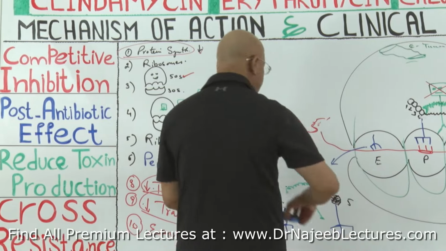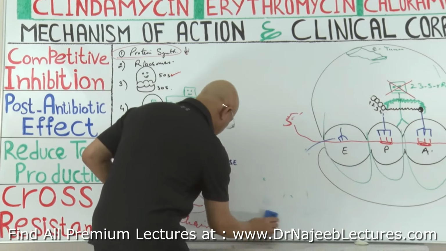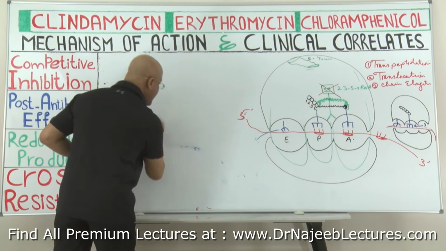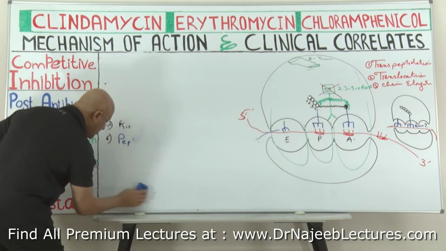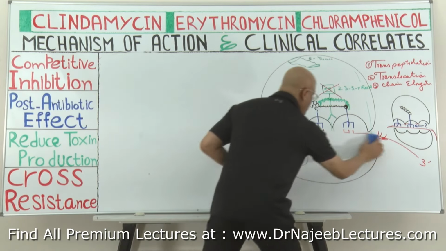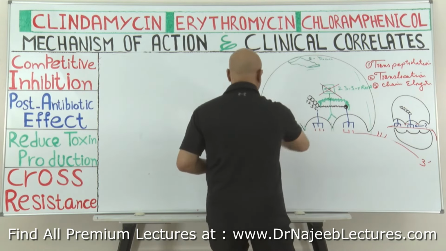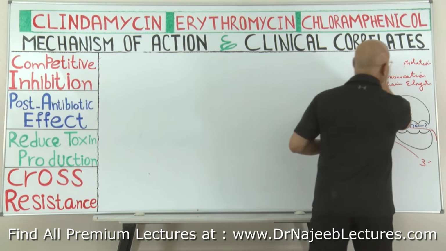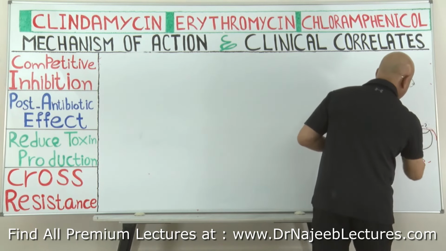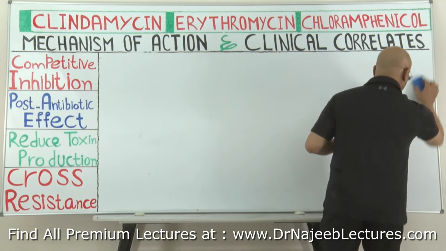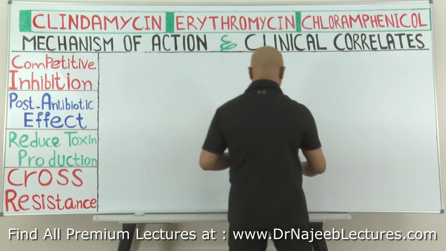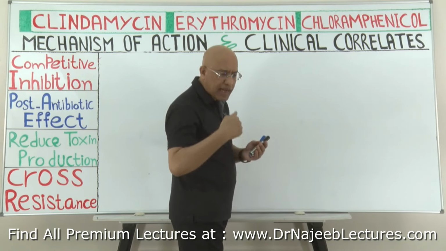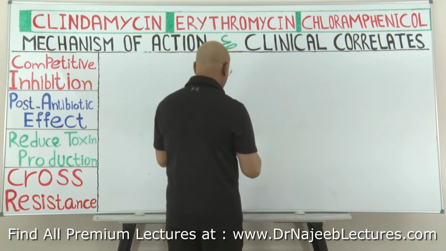First of all, let me explain their differences. If these 10 points are clear to your mind, let me explain exactly on the ribozyme how these drugs work. Now I will make a simple diagram, but I will make three diagrams. In the first diagram, I will show the action of clindamycin. In the second diagram, I will show the action of macrolides. In the third diagram, I will show the action of chloramphenicol, and you will become crystal clear about their mechanism of action and their differences also. So let's suppose clindamycin action.